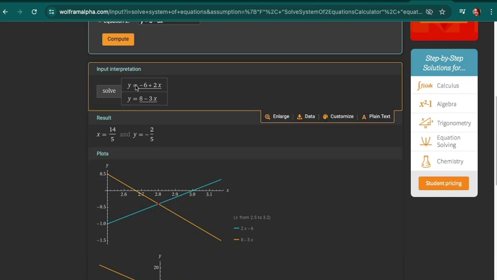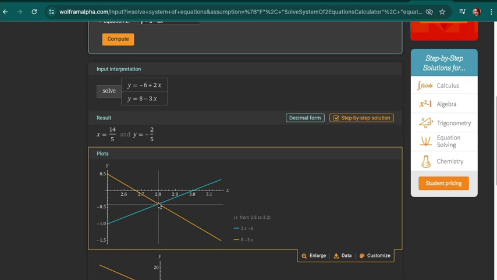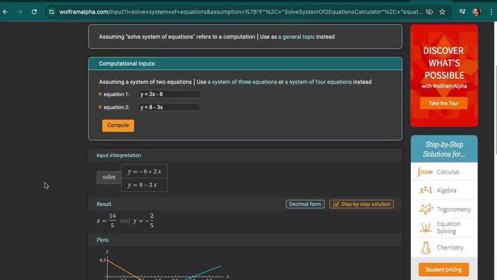Okay? So those are the two equations. I solved them using Wolfram Alpha, and you can do the same.